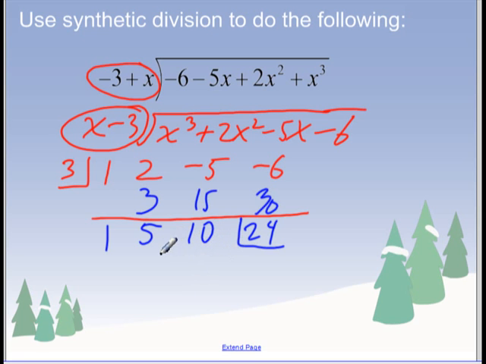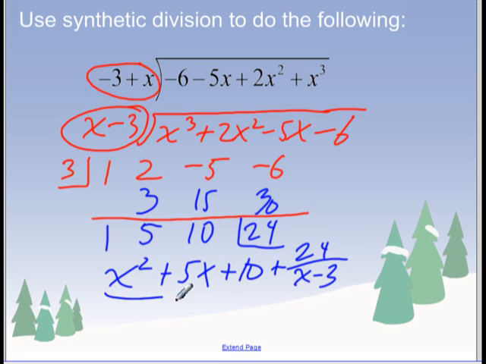So a couple ways to keep track of what's going on with the x's here. First, the easiest way for me is if I know this is the remainder, then it's constant, x to the first, x to the second. So you can kind of go right to left. So that's going to be 1x squared plus 5x plus 10 with a remainder of 24. And you'll remember we write that as plus 24 over the x minus 3. And if you wanted to do long division to double check that that's in fact the same answer, you could, but synthetic is much, much easier. And that is how you do synthetic division.